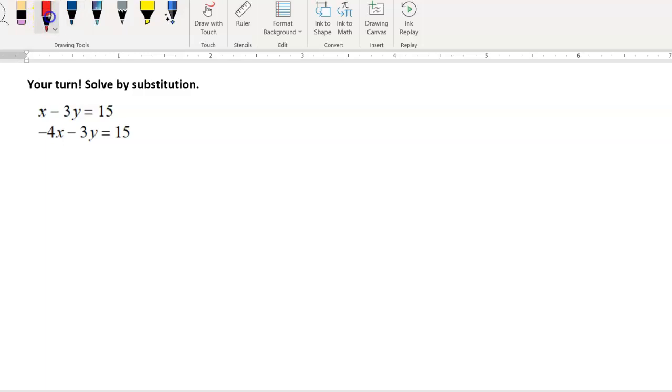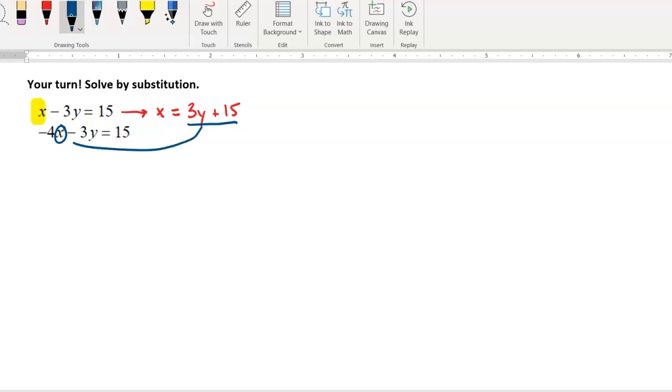All right, so let's start with the first step. The first step is to find the loneliest variable. Here's my loneliest variable. So I'm going to solve for x, meaning I want to get rid of the minus 3y, so I'm going to add that to both sides. And when I add 3y to the other side, we would get x equals a positive 3y, and that would be a positive 15.